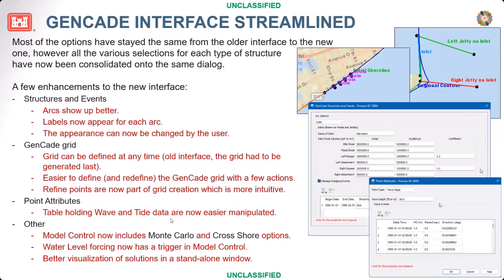Also, water level, users had to hand enter that data into a file and link it in themselves. Now we have an interface that actually has a table where you can enter that. And we also are able to pull in the solutions from GenCade and visualize those a lot easier in a standalone window, and move through the times and be able to see things a lot easier.